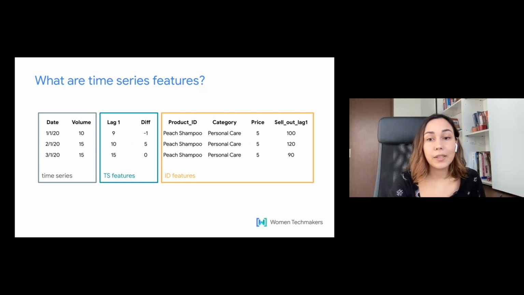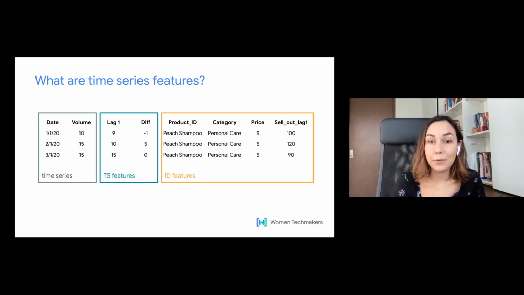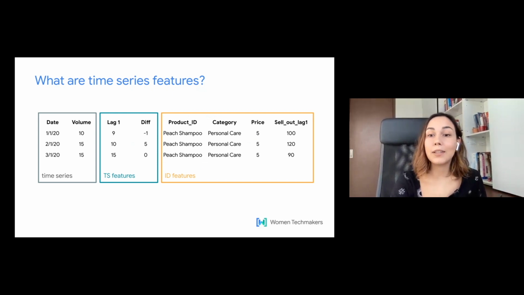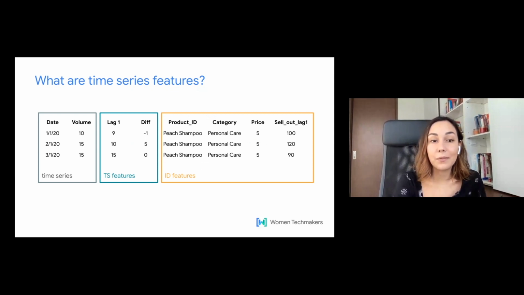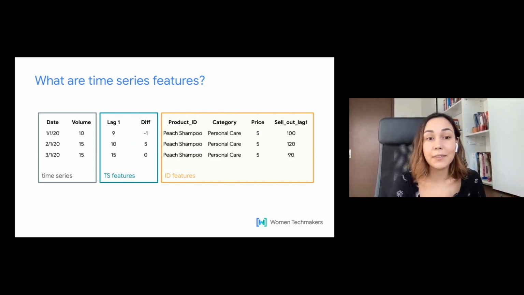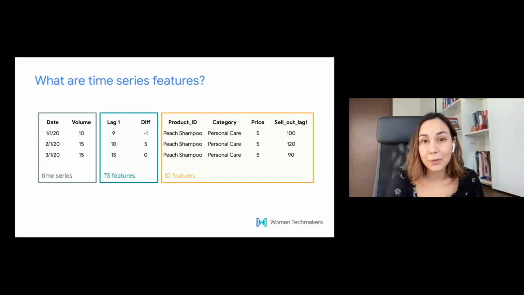But how do we encode the sequential nature of the time series? That's where lags come in helpful. Lag 1, for example, is the quantity that we sold yesterday. Lag 2 is the quantity that was sold 2 days ago. Similarly, you can calculate a lot of other features based on the time series itself. We call these time series features or intrinsic features. For example, here you have a diff column, which is just the difference between yesterday's and today's. That can also be useful depending on what you're trying to forecast.